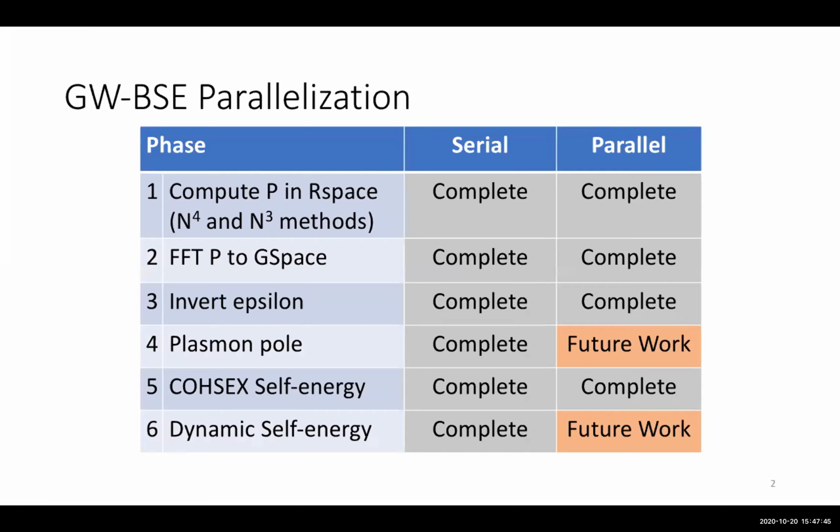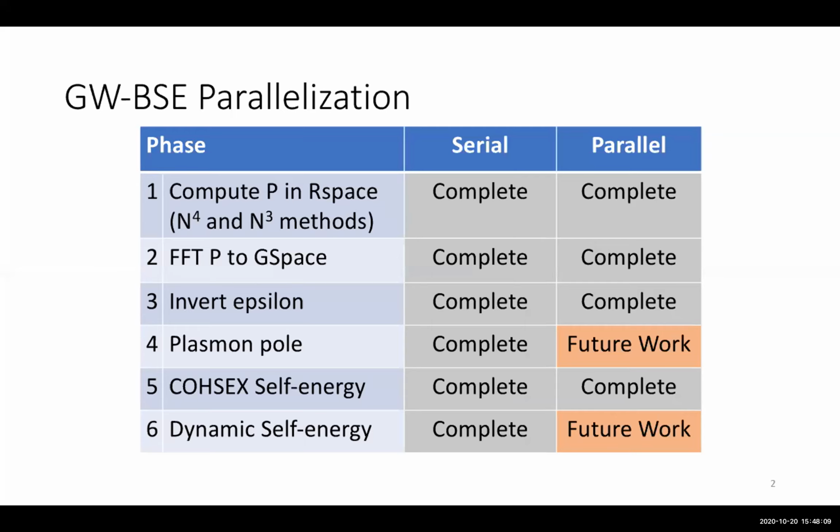We have been working on the GW parallelization for a bit now. The primary computationally expensive phase is the P-matrix computation in R space that we had previously done in the N-power 4 method, and now we have an N-cube method implementation, which is also complete in parallel.